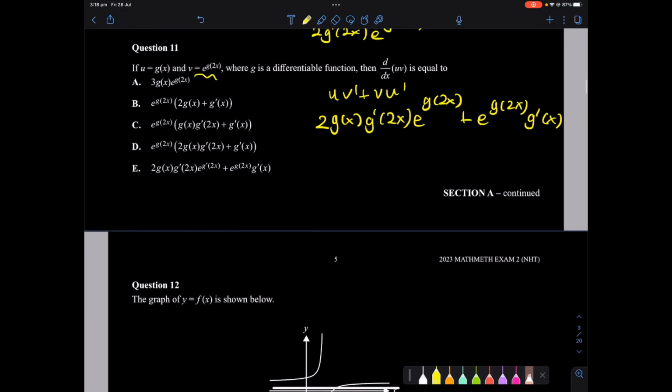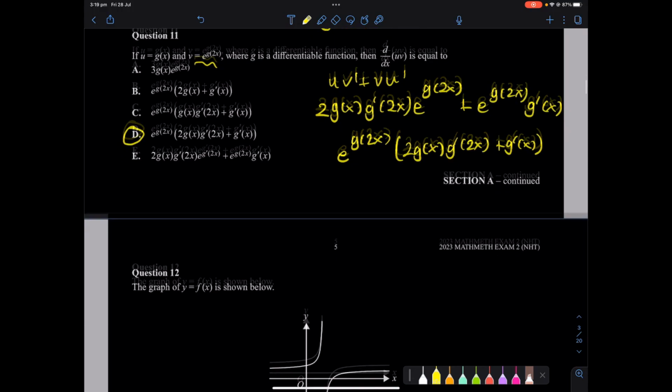What is a common factor? Okay, we have a common factor of e^g(2x). So e^g(2x) times 2g(x)g'(2x) plus g'(x)... Looks like D is your answer. Is that right? So g'(x), g'(2x) plus g. Okay, looks right. D is your answer for that one.